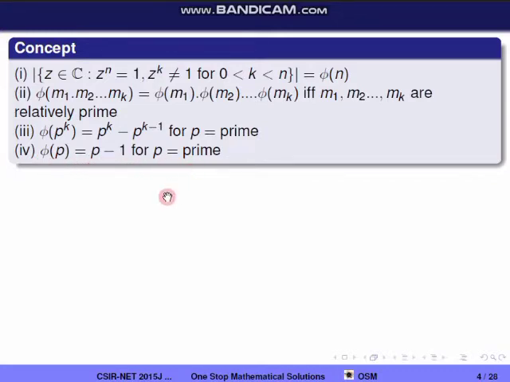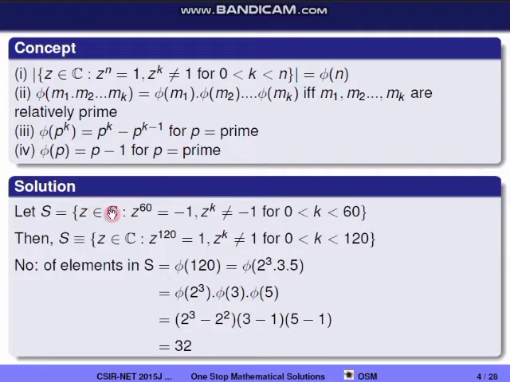So now we'll move on to the question. I'm taking the given set as S, then S is equivalent to the set of all z in C such that z power 120 is equal to 1, z power k not equal to 1 for 0 less than k less than 120. Therefore, the cardinality of this set is equal to the cardinality of this set. Therefore, number of elements in S is equal to phi of 120 using the concept 1. And 120 can be prime factorized as 2 cube into 3 into 5.